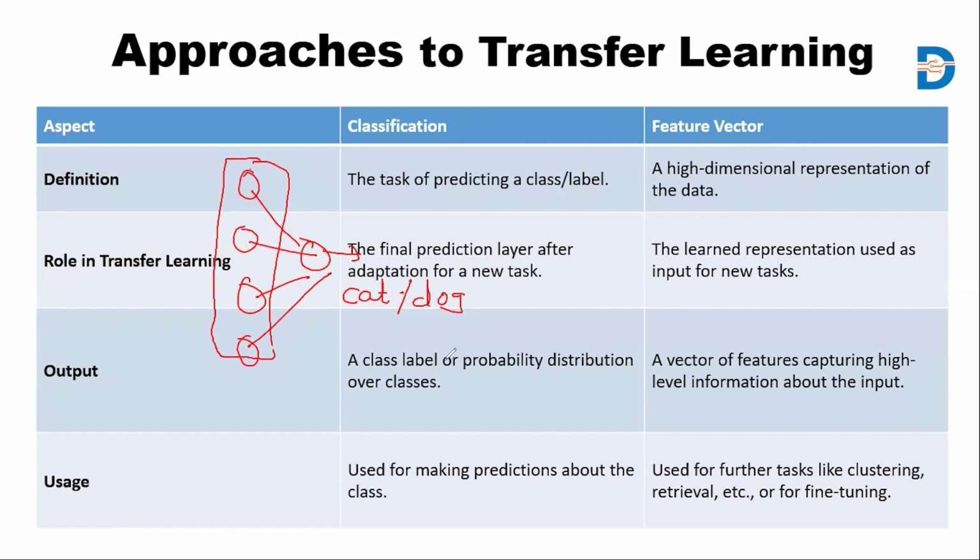Then what is the output? The class label or the probability distribution over the classes in classification, and a vector of features capturing high level information about the input. This vector is very strong, and we can use it as the input to our new task. And what is the usage? It is used for making predictions about the class, and the feature vector is used for further tasks like clustering, retrieval, etc., or for fine tuning.